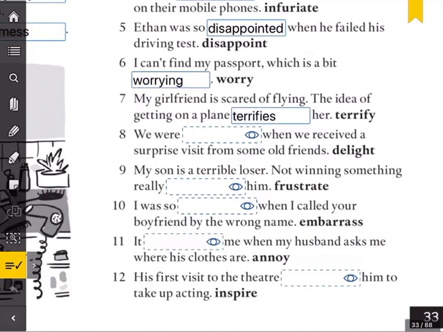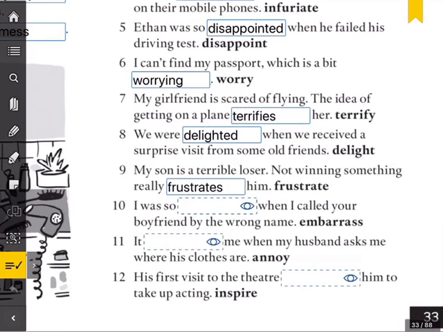What about number 8? We were blank when we received a surprise visit from some old friends. You need to use delight. Have you got an answer? We were delighted when we received a surprise visit from some old friends. Number 9, my son is a terrible loser, not winning something really blank him. Now here, what do I need? What do you think? ing, ed, verb? It's the verb, frustrates him, no? My son is a terrible loser, not winning something really frustrates him.